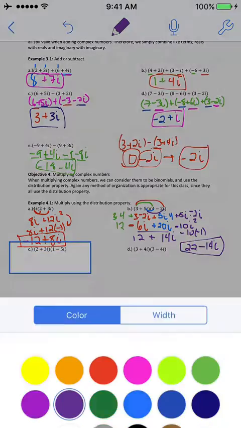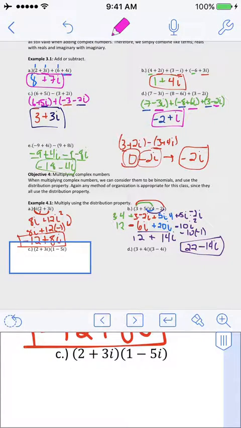Let's do that again. 2 times 1, 2. 2 times negative 5i, negative 10i.